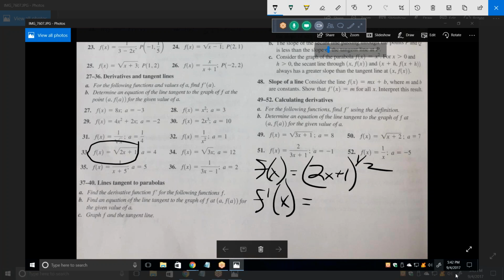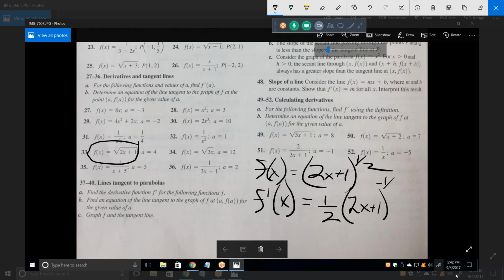Negative 1/2. Not negative. Where are you getting the negative? Start with the exponent. Yeah, you subtract that with 1. You don't subtract it yet. That, in other words, that's your coefficient. Oh, yeah. That's what you start with. And then you take everything else, and then you subtract 1 from that previous exponent. What do you get? Negative 1/2.